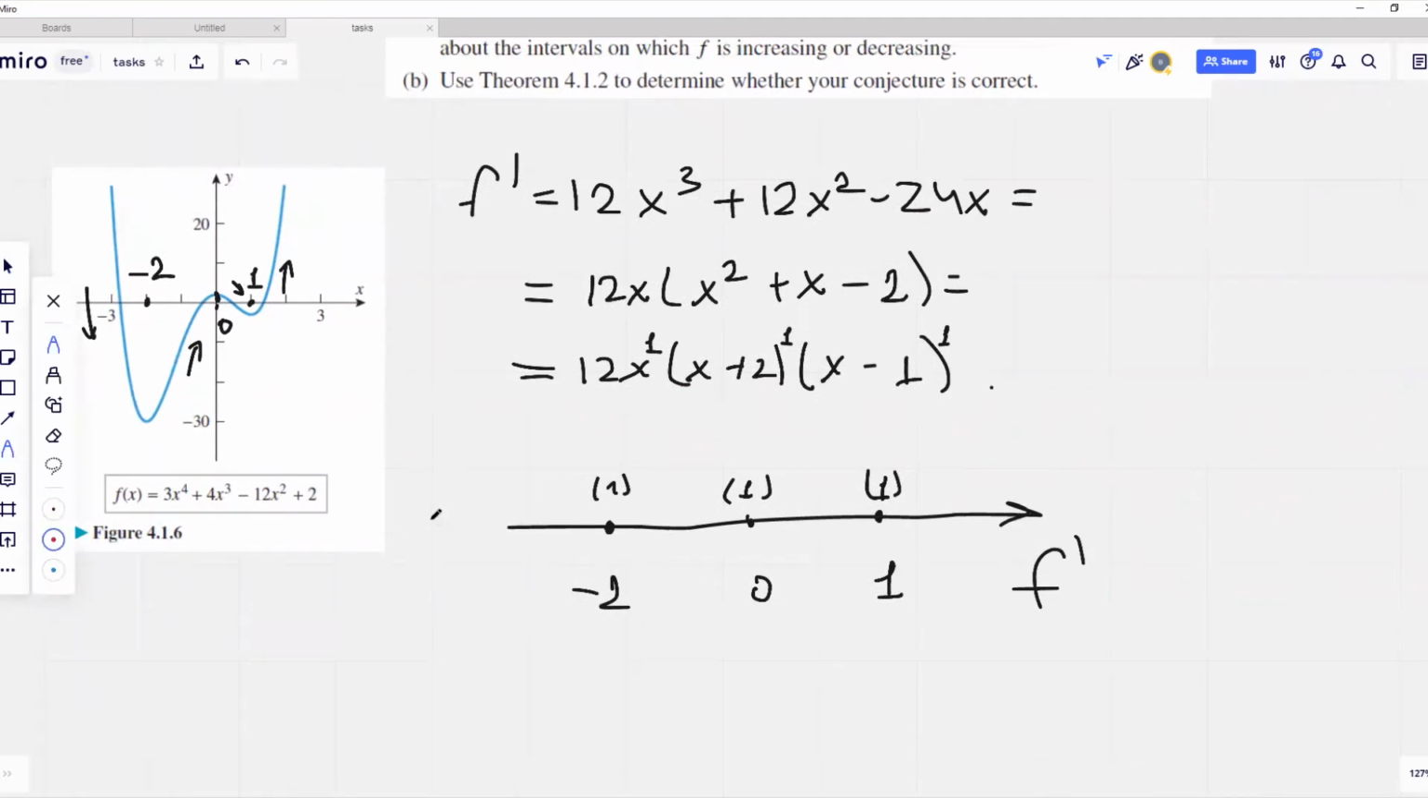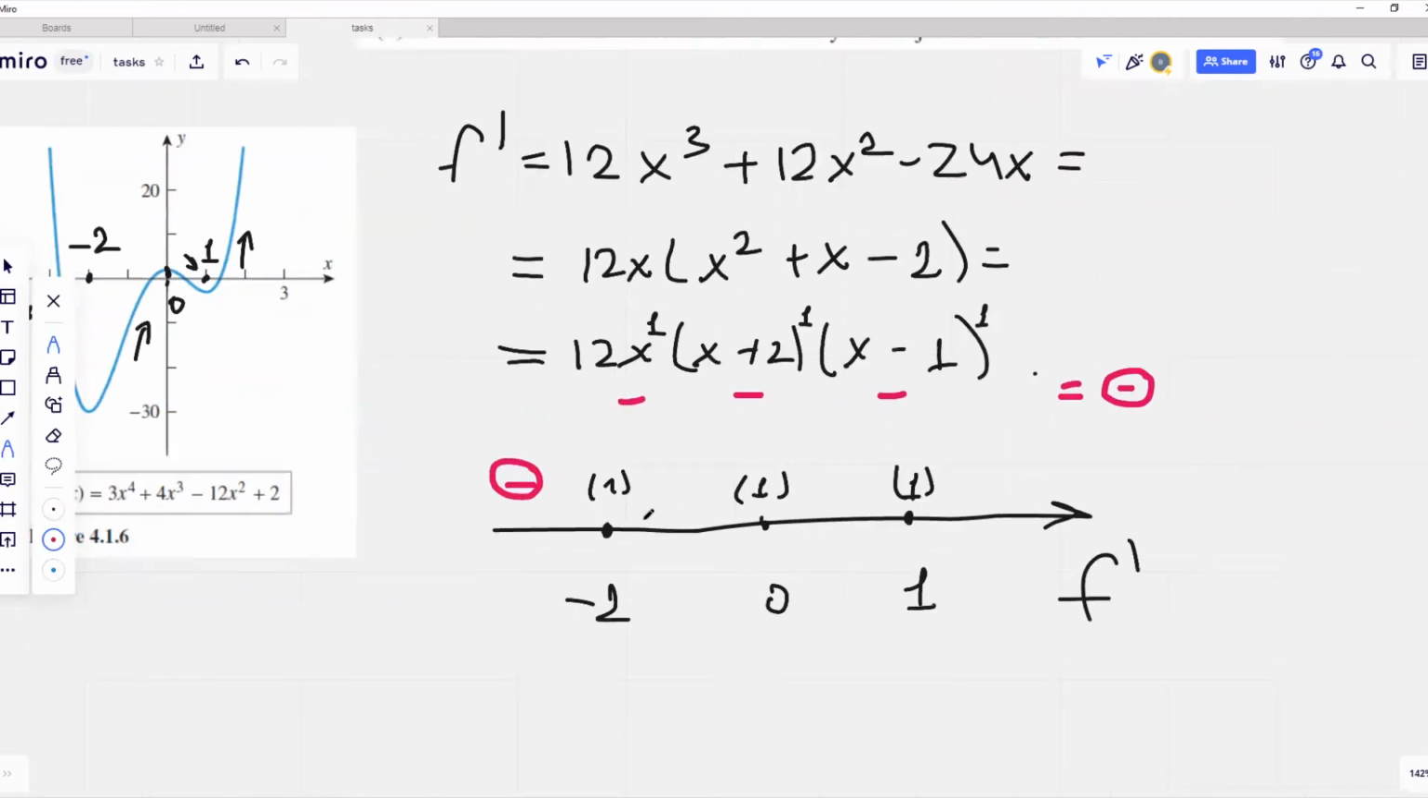Then let's select an arbitrary interval. Let's say we select an interval from minus infinity to minus 2. Let's choose some value from that interval. Let's select minus infinity. Then if we substitute minus infinity in our equation here, that gives us minus sign, that gives us minus sign. This is also minus sign, resulting in a negative value for f prime.